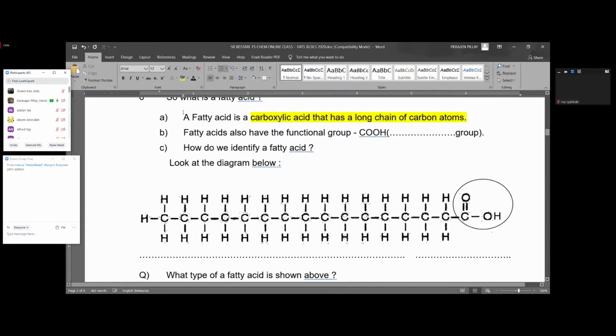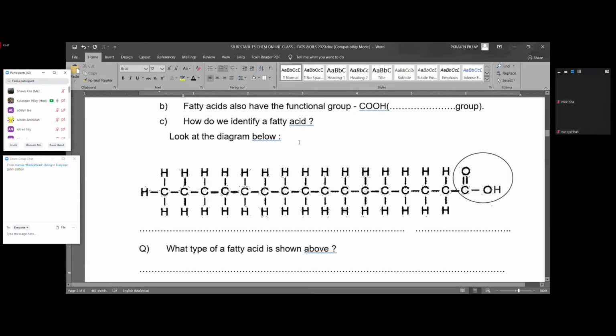So what if they ask you what is a fatty acid in the exam? It's a carboxylic acid that has a long chain of carbon atoms. Please highlight that one. And the fatty acid also has a functional group, this COOH. Satish, what's the name for this? Give me the name. Satish, are you there? I can't hear you. Can you speak louder? Carboxyl. Okay, carboxylic acid. Write that down. Carboxylic acid, because I've got the COOH group here.